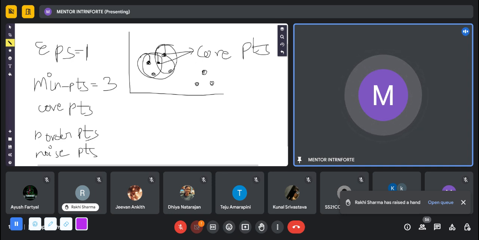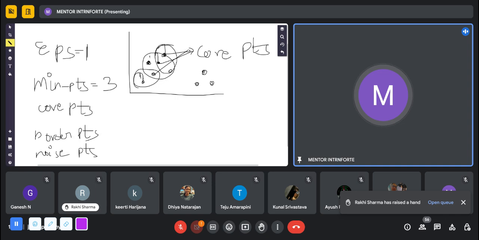Next, I will go to what border points are. Border points are points which don't satisfy this logic of 3 points, but have one core point within themselves. For example, let's say I take a point over here, and within one epsilon it will try to draw a radius. Let's say it has drawn like this, and this one was a core point.